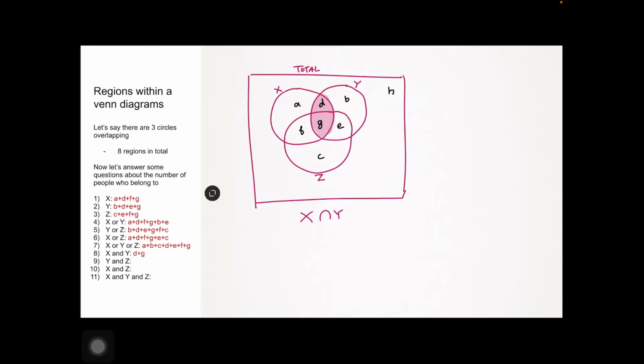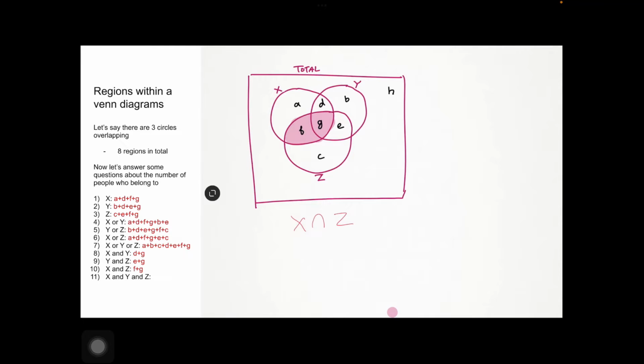These two circles are getting overlapped, right? In that intersection region, how many people are there? Only D number of people and G number of people are present. What about Y and Z? Y and Z is as good as saying Y intersection Z, or Y circle and Z circle overlapping region. How many people are present? E number of people plus G number of people are present.